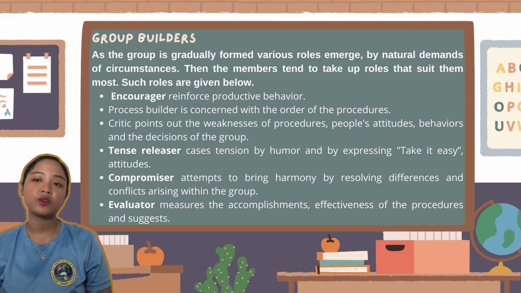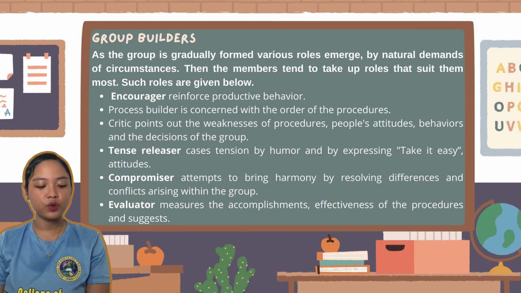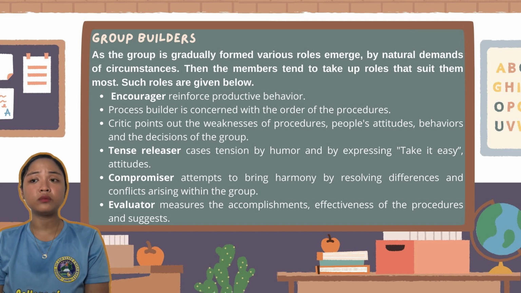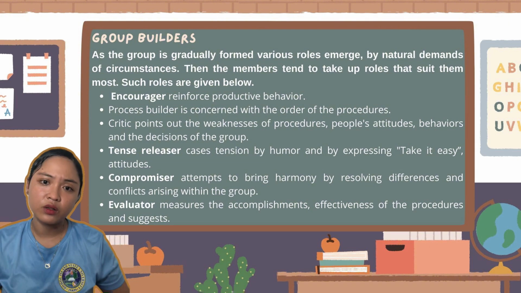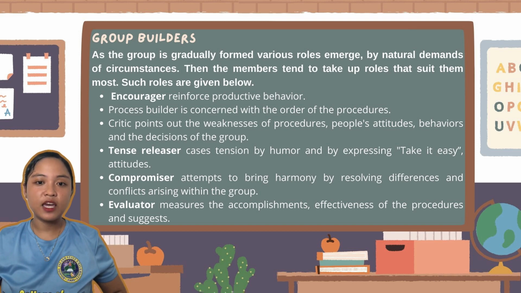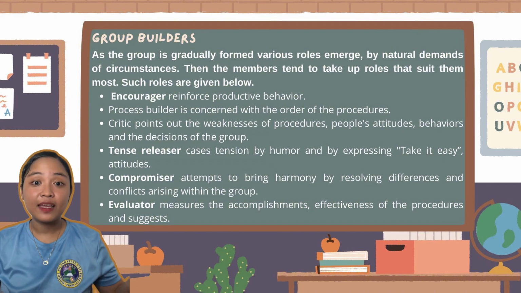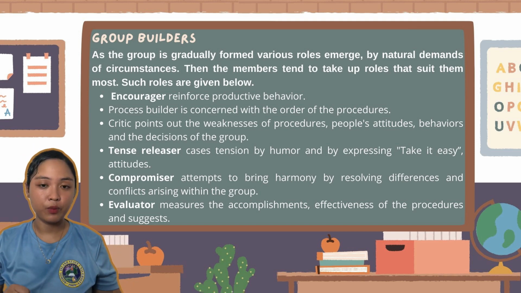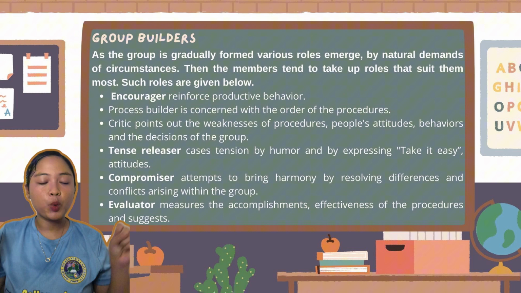Next is tension releaser, eases tension by humor, by expressing take-it-easy attitudes. So lightens the mood with humor and positive vibes, helping the group relax and prevent tension from building. So as a group mate, as a member of the group, you should express that take it easy, don't pressure ourselves that it is difficult to do. We can achieve this by helping each other, sharing our thoughts, and accepting the ideas so we can build and achieve, and see the results of what we are doing. So show respect and responsibility and duties so our group is peaceful.